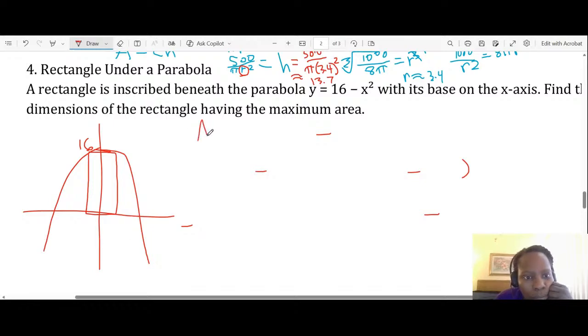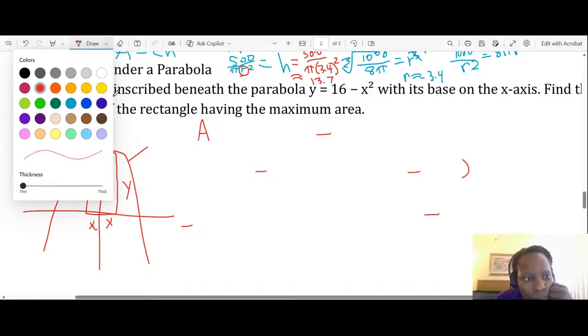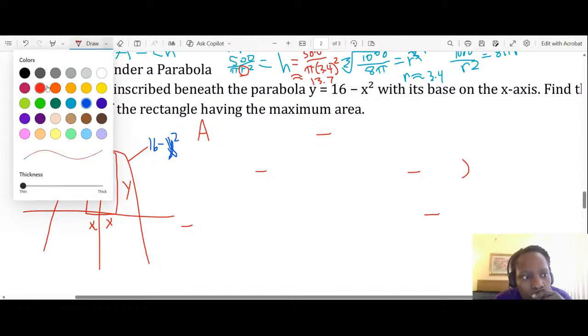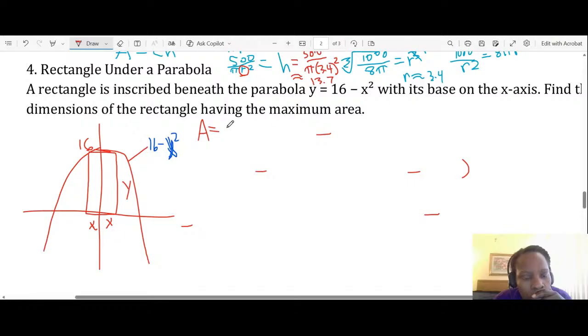So the area, and it's going to be x here and x here, so it's really going to be 2x times y. And this y is 16 minus x squared, sorry. Okay, so area is equal to 2xy, and we need to maximize this.